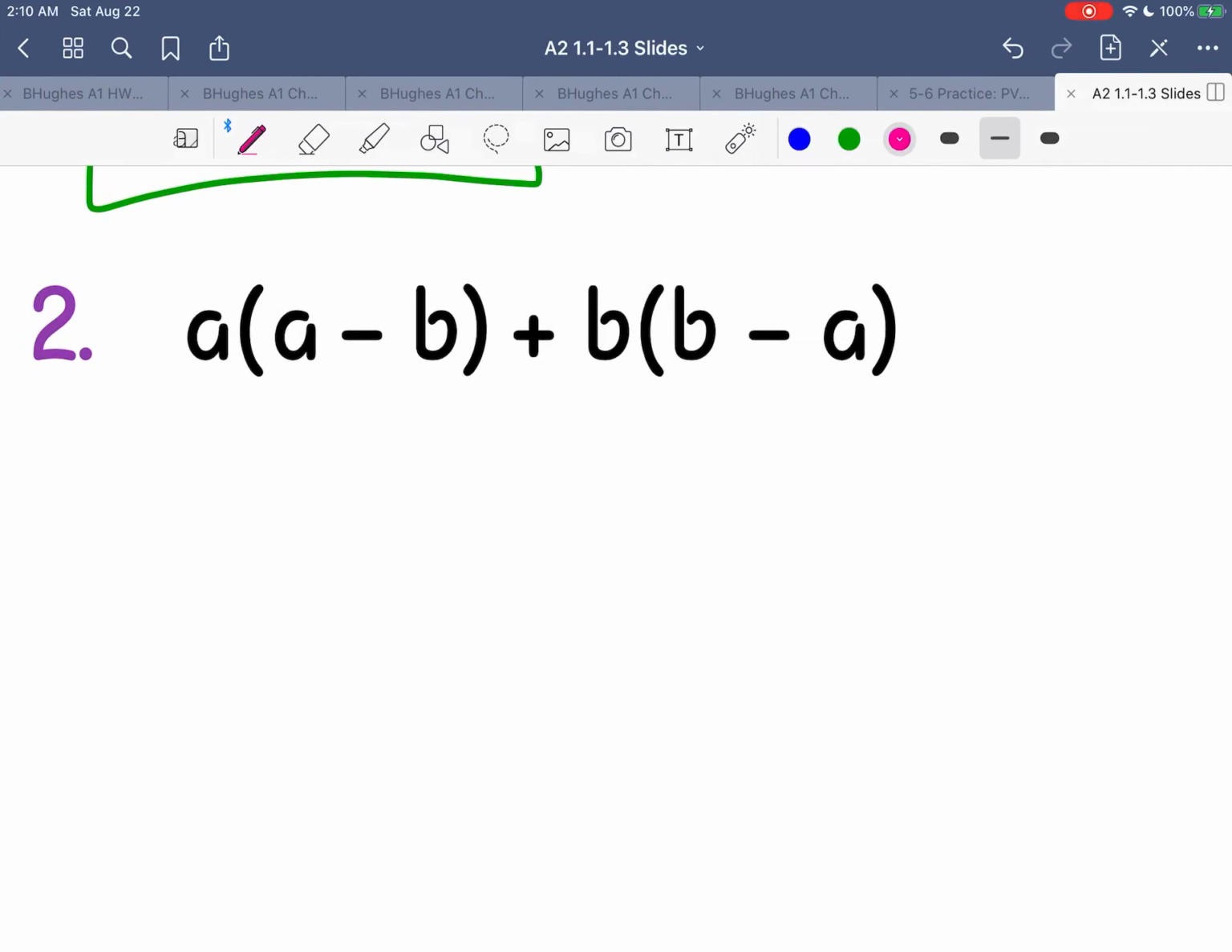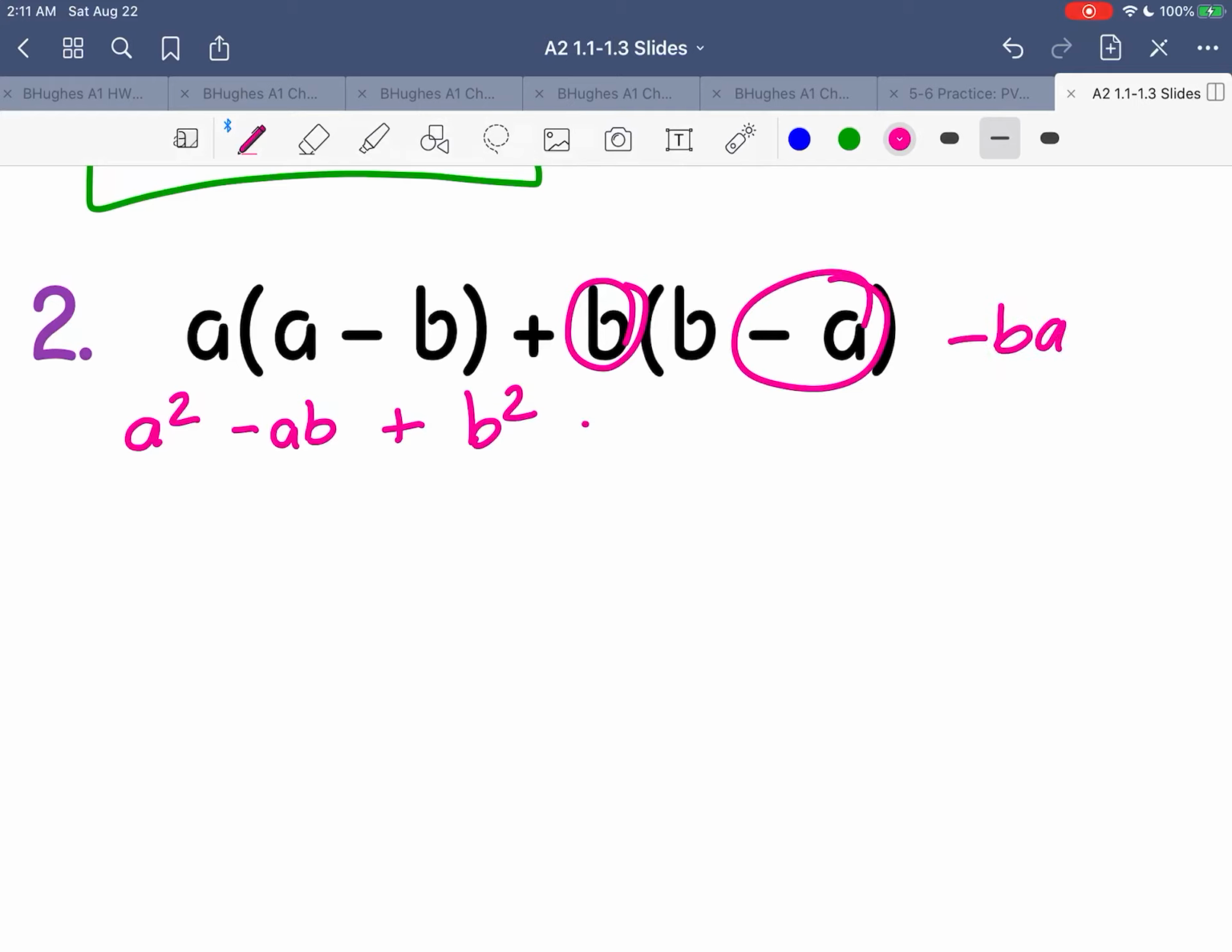And then the second one, again, we're just distributing. So a times a is a squared. A times -b is -a times b. b times b on the other one is b squared. And b times negative a, this is where a lot of people get confused. They want to write negative ba, which is correct. It's not incorrect. The problem is when you get ready to combine like terms, you're probably not going to say that these are like terms because they look different to you.